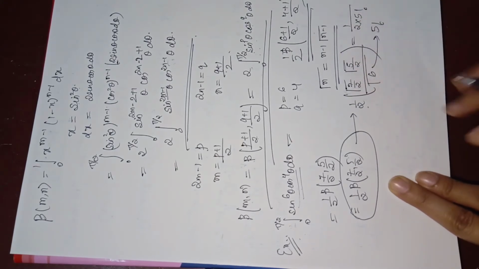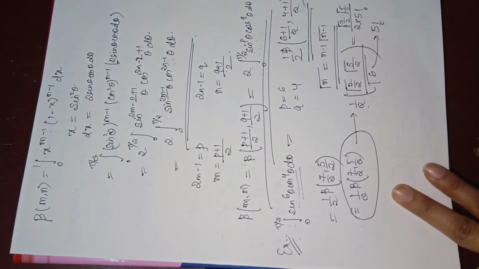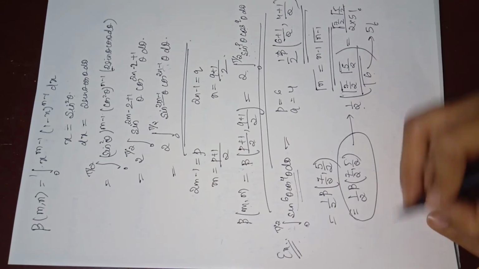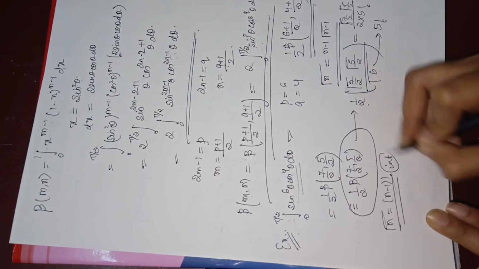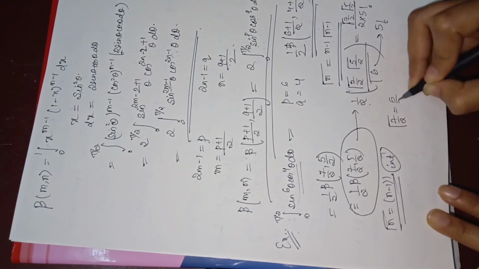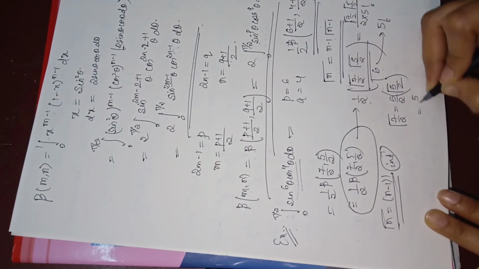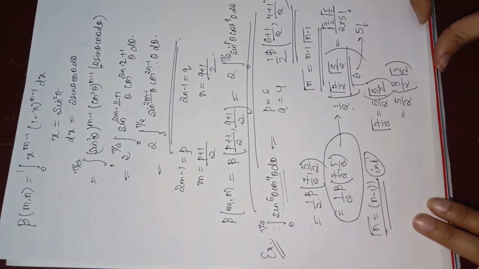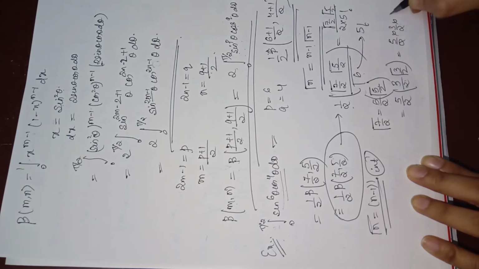Now I have to solve the numerator: gamma 7 by 2 and gamma 5 by 2. This we cannot say is a factorial, because gamma n equal to n minus 1 factorial is only for integers. This is for fractions, so I will use the other property. What is gamma 7 by 2? It is 5 by 2 gamma 5 by 2. Now I have to split it again. 5 by 2 is as it is, this is 3 by 2 gamma 3 by 2. Then 5 by 2 is there, 3 by 2 is there, and this will be half gamma half.